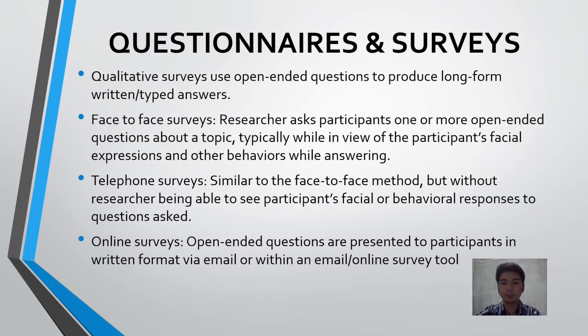Next is questionnaires and surveys. Qualitative surveys use open-ended questions to produce long-form written or typed answers. Questions will aim to reveal opinions, experiences, narratives, or accounts, often a useful precursor to interviews or focus groups as they help identify initial themes or issues, which are then explored further in the research. Surveys can be used iteratively, being changed and modified over the course of the research to elicit new information. Here are some examples of surveys.